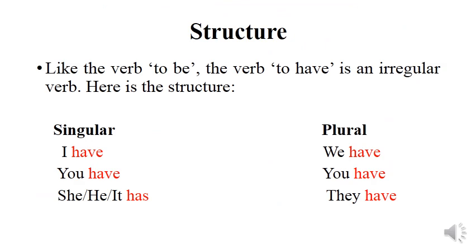For the structure of the verb to have, we may say that it is an irregular verb as the verb to be. When referring to the singular form, we may say I have, you have, she has, he has, and it has. When referring to the plural form, we may say we have, you have, and they have. So this is what concerns the structure of the verb to have in the present simple.